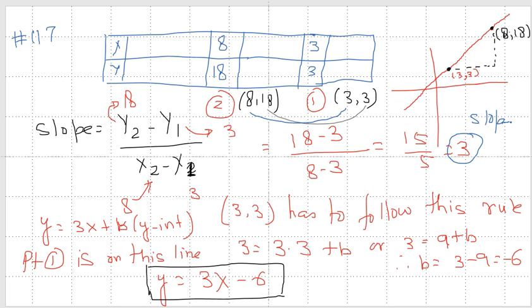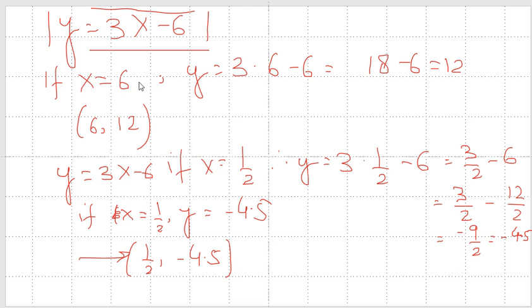We know every line is y equals 3x plus b, where b is the y-intercept. So every line will follow this rule, but we don't know the value of b. Well, we took one of the points. We could have taken 8, 18, but we chose to use 3, 3. We said y, which is 3, equals 3, the slope, times the value of x plus b. And we solved and found b equals minus 6. This became the rule. And using this rule, by substituting the value of x for 6 or half, we were able to complete the table. Does that make sense?